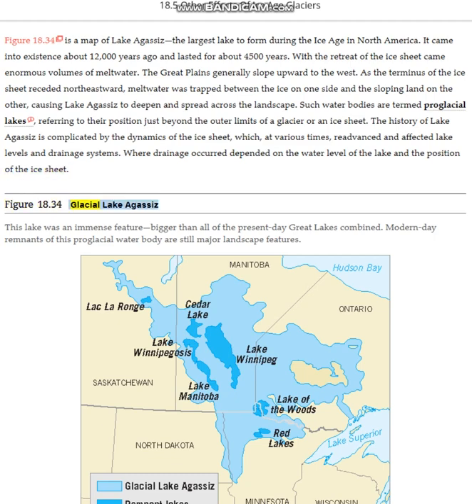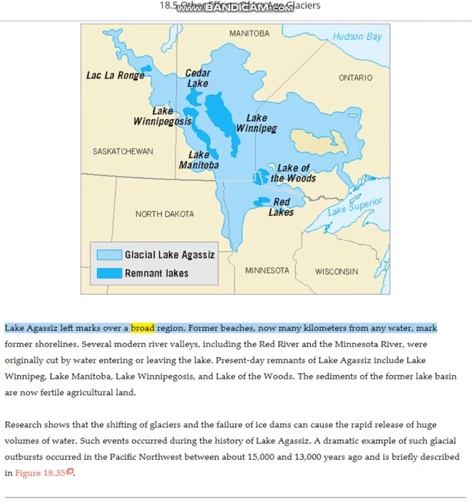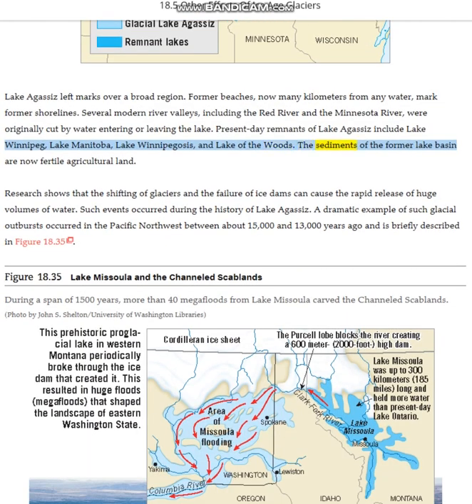Figure 18.34 Glacial Lake Agassiz. This lake was an immense feature, bigger than all of the present-day Great Lakes combined. Modern-day remnants of this proglacial water body are still major landscape features. Lake Agassiz left marks over a broad region. Former beaches, now many kilometers from any water, mark former shorelines. Several modern river valleys, including the Red River and the Minnesota River, were originally cut by water entering or leaving the lake. Present-day remnants of Lake Agassiz include Lake Winnipeg, Lake Manitoba, Lake Winnipegosis, and Lake of the Woods. The sediments of the former lake basin are now fertile agricultural land.